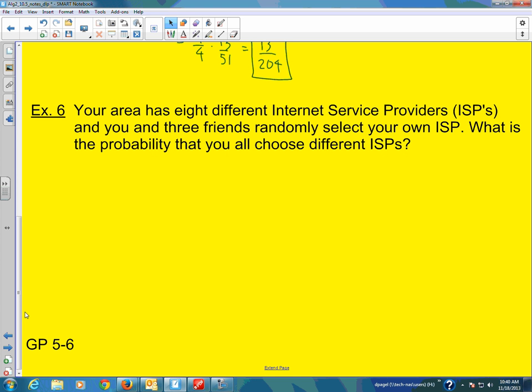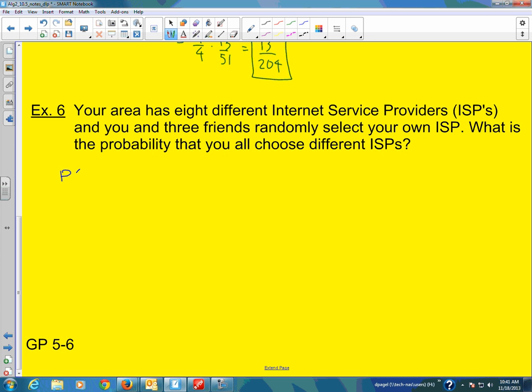What are the probabilities that you would all choose different ISPs? So the question is, is this independent or dependent? And I guess you would answer the question by, I made the statement earlier that you don't know what your friends are choosing. They don't know what you are choosing. So in this case, if you just happen to randomly select, and it just happens to work out that you pick all different internet service providers, this would be a dependent event because of this.